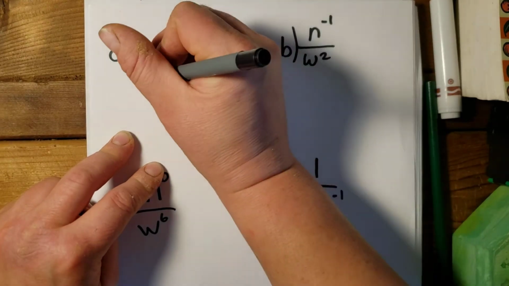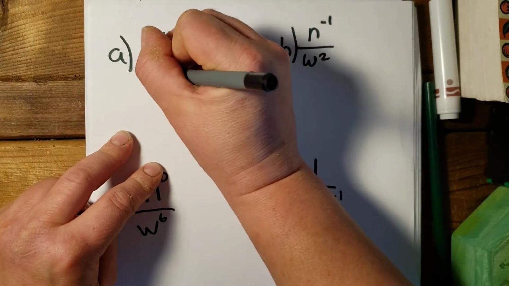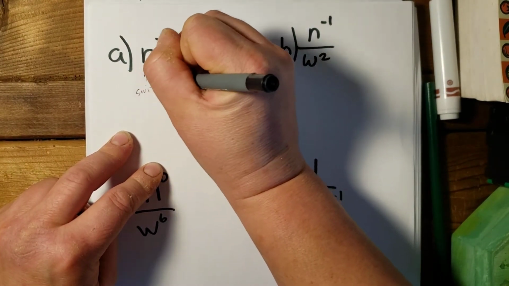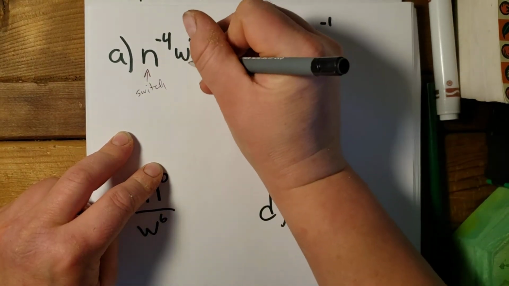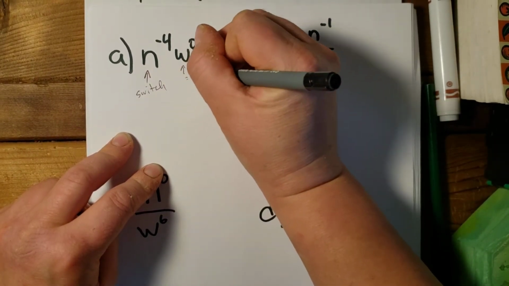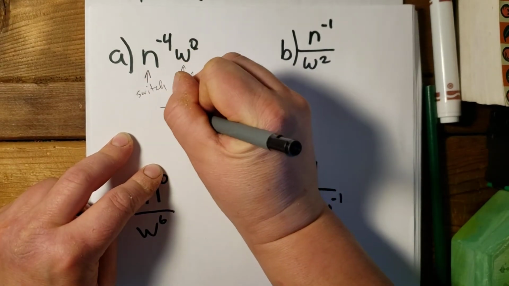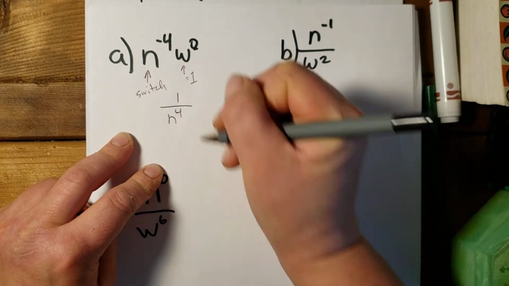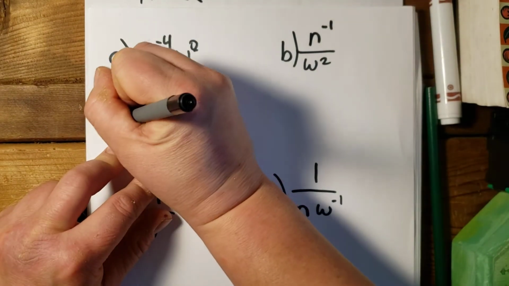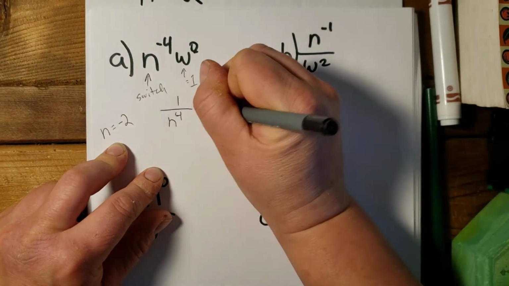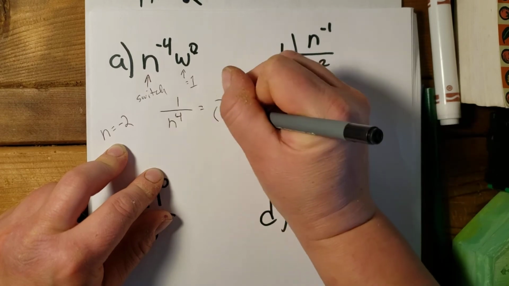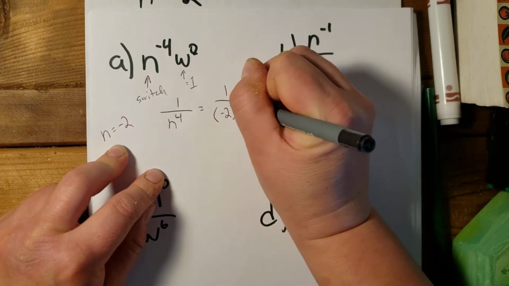So let's simplify that. This one needs to switch sides. So we'll switch it, and this one is going to turn into 1. So we're going to end up with 1 over n to the positive 4. And we know that n is equal to -2. So that's going to be 1 over -2 to the 4th.